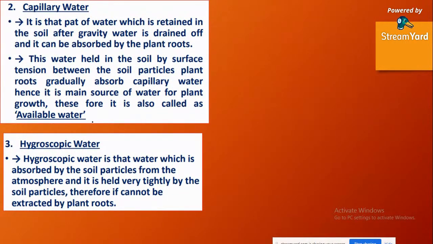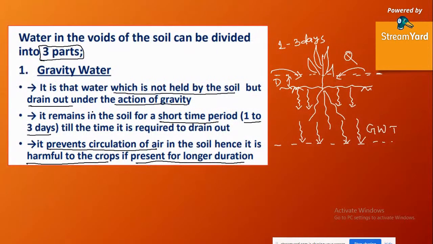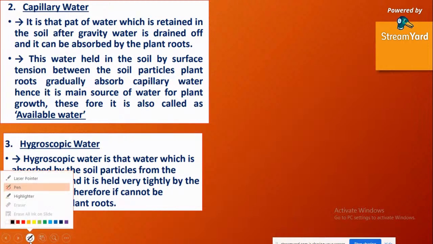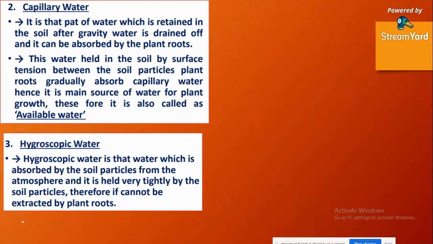Second type of the water is called capillary water. So capillary water is that part of the water which is actually retained by the soil. Where will it be retained? Obviously, it will be retained in the voids of the soil.